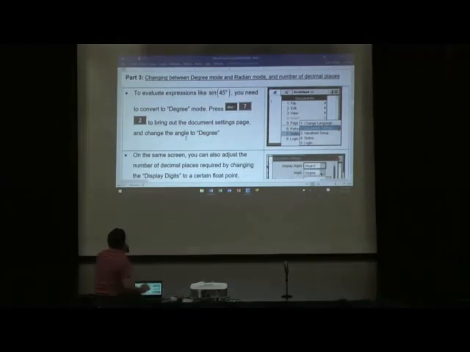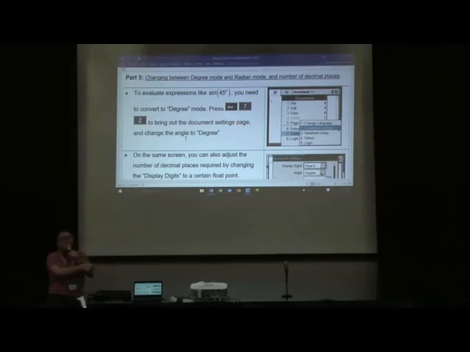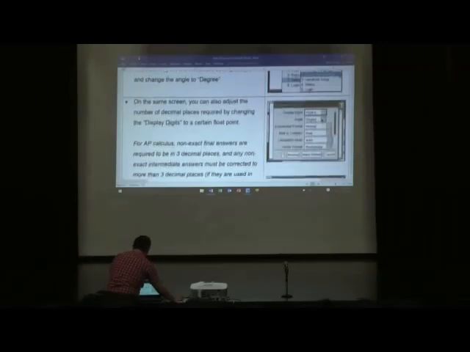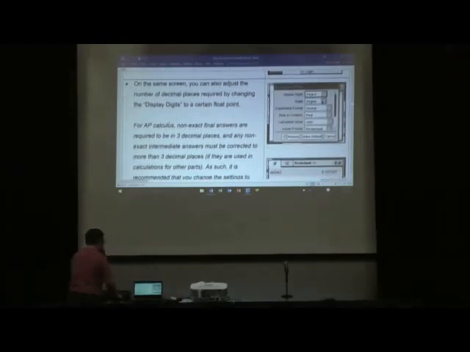Now the next part is about changing to degree mode and radian mode. This one I won't touch on; you can read through it yourself. Just understand that when we talk about differentiation and integration, everything must be in radians. Now the more important part that I need you to focus on is actually this bottom portion over here.